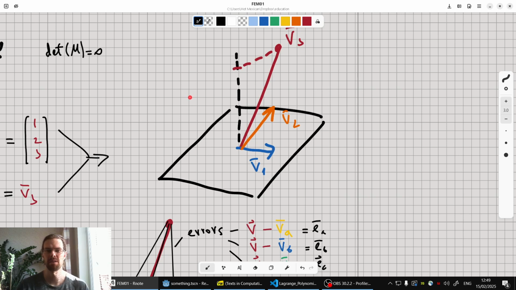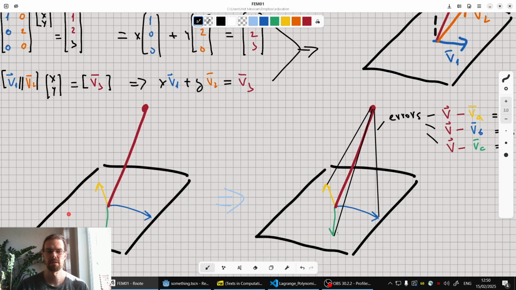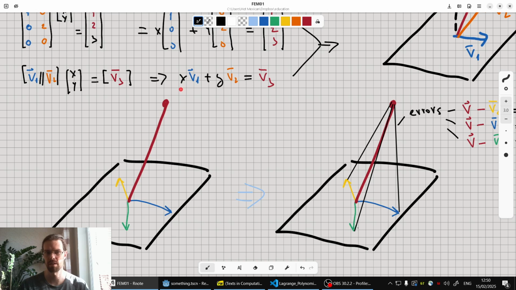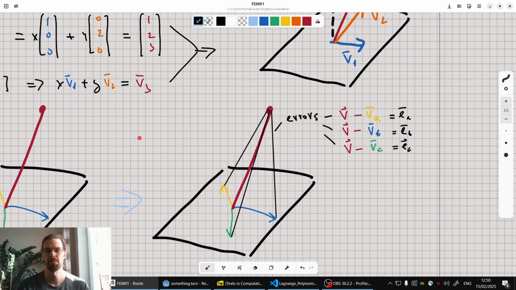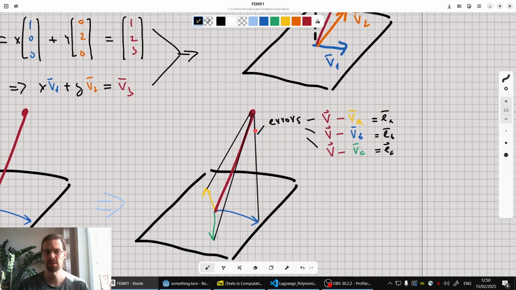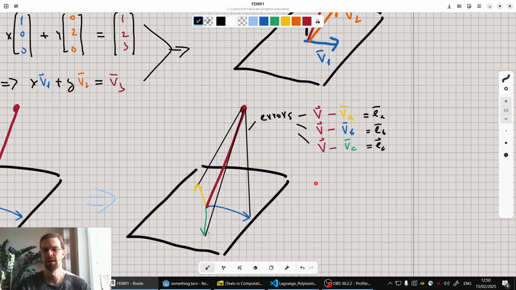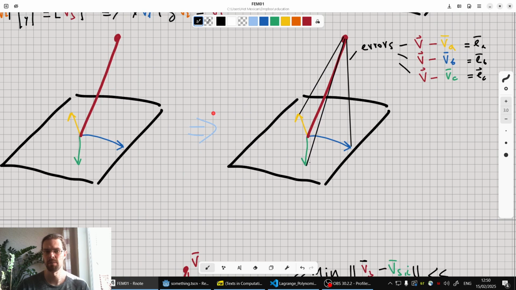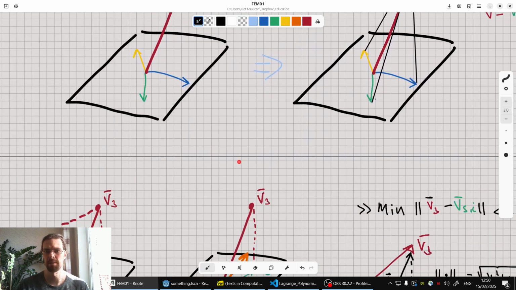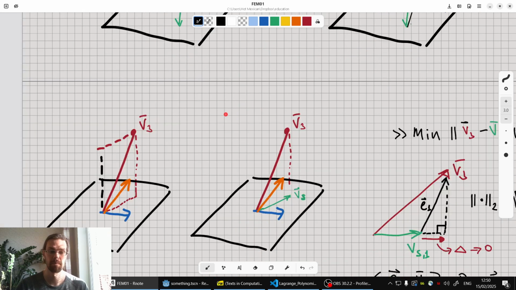Or we can think, okay, we can try different linear combinations, so trying different x and y combinations, and build such a solution that will minimize this error. This error is a vector that points from our proposed solution to the final solution. And of course, the idea is that we want to make it as close as possible. So we want to minimize this error.